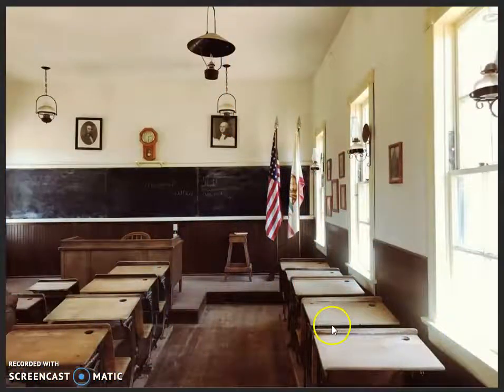Here we have a picture of a very old classroom with the old desk, wood floors, chalkboard, writing surface in the back for the instructor to write information related to the lesson.